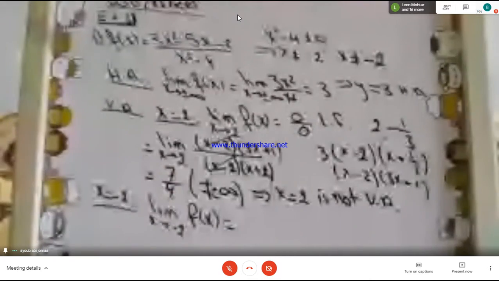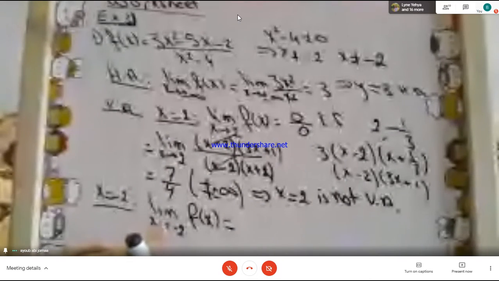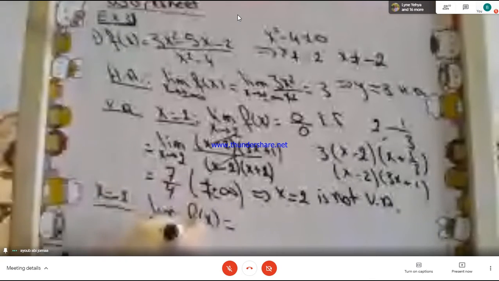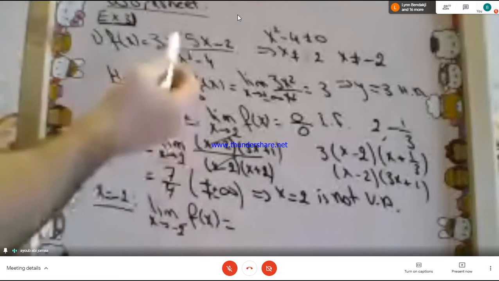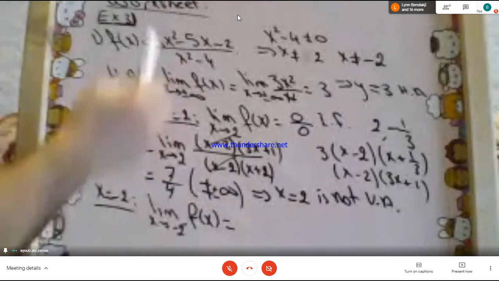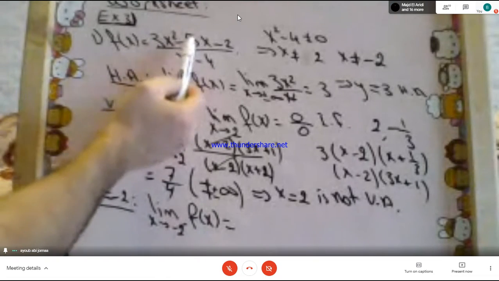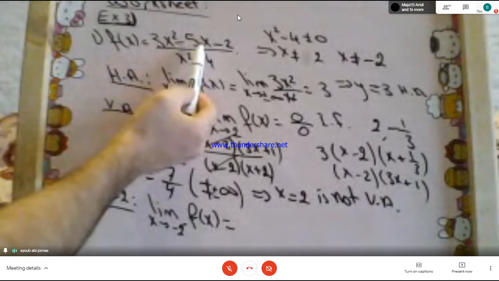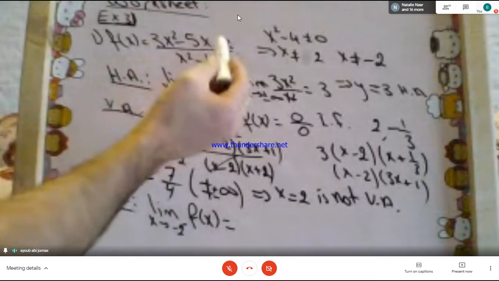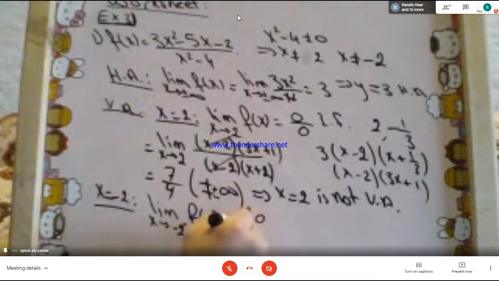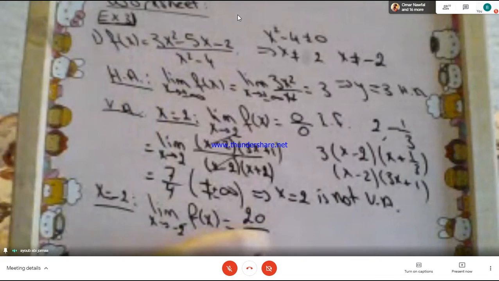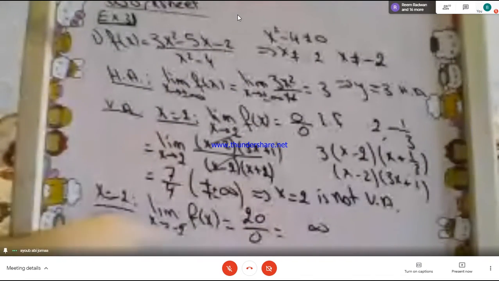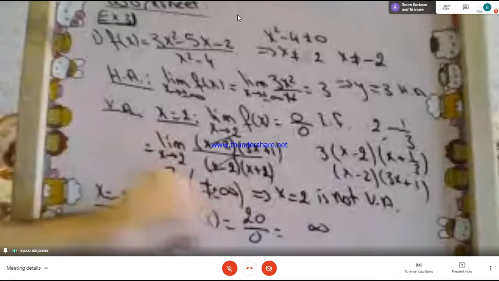But for negative 2 minus, let's try. Negative 2 minus, replace x by negative 2. You'll get 12. Negative 5 times negative 2 plus 10, so 22. Minus 2, it is 20. Over 2 squared, 4 minus 4, 0. The answer is infinity. 20 over 0. Number over 0 is infinity.